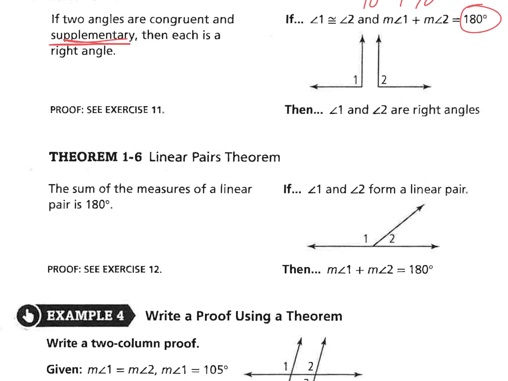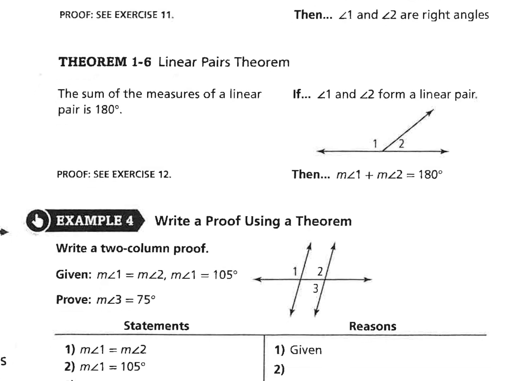The other important relationship we want to look at, besides vertical angles, is linear pairs. Linear pairs are a pair of angles that are adjacent. That means they're just beside each other, right next to each other, and they form a line. That's why they're called linear pairs. Remember, a line equals 180 degrees. So when you see two angles that are beside each other on the same line, they have to equal 180. So let's look at a proof down here.